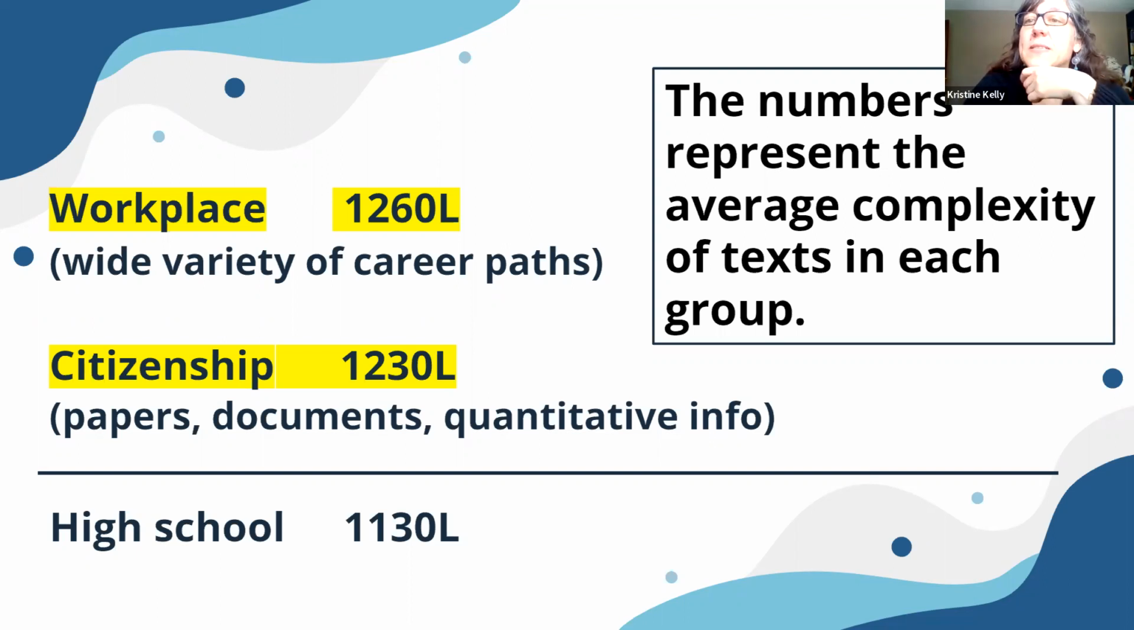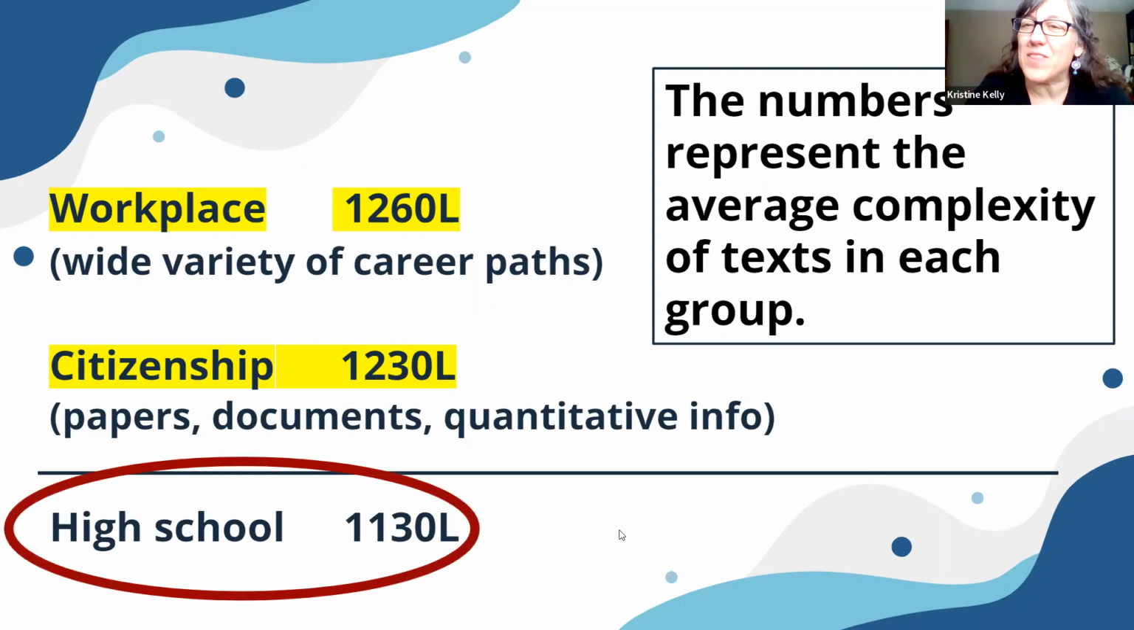However, when studies have been done looking at just the workplace and citizenship, and we're talking thousands and thousands of different documents in a wide variety of career paths, and also papers, documents, quantitative info, your property tax statement, something coming home from school, a pamphlet in the doctor's office, voting information. And then we look at high school, and when textbooks have been examined, they come in at about 1130 as an average. And citizenship and workplace texts come in higher on average.